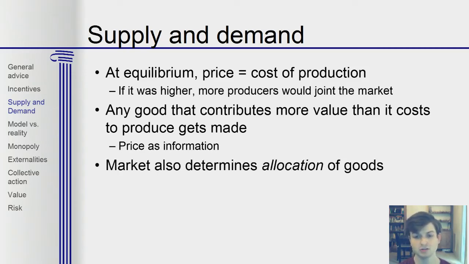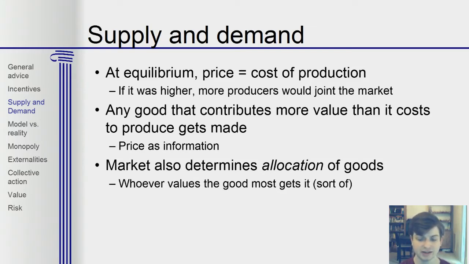Now, the market also determines not just what goods get made, but who gets those goods, right? The allocation of the goods. And the idea here is that whoever values the good the most gets it, right? Because the person who values it more is willing to pay a higher price for it, and then that price is set so that a certain number of people get it, and those will always be the people who are most willing to pay. Now, whether the people most willing to pay actually are the ones who value it more is a little tricky, and we'll get back to that in a little bit.